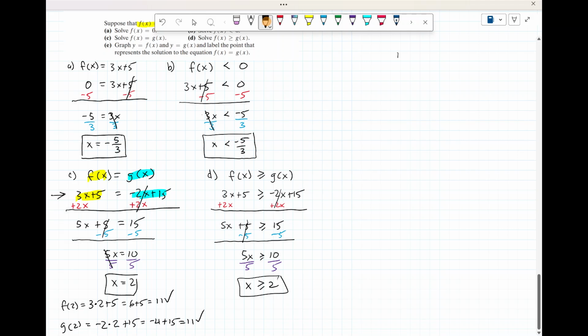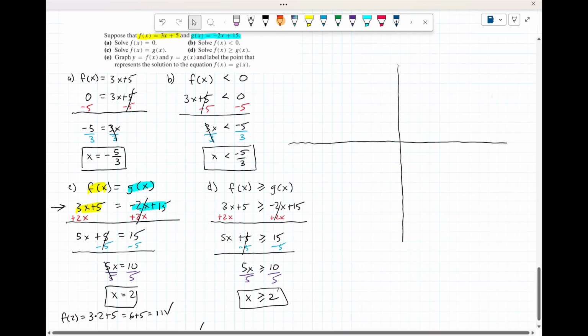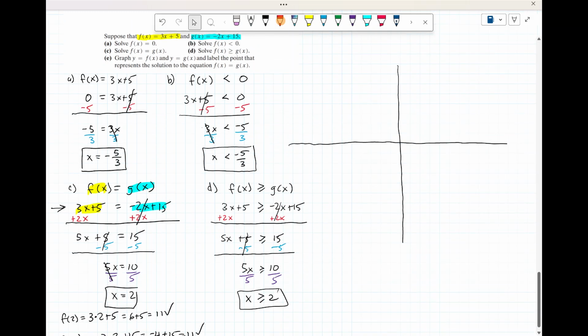I'm going to do it off to the side here. First function is f of x equals 3x plus 5. So my y-intercept is positive 5. 1, 2, 3, 4, 5. I'm going to put a dot. And my slope is positive 3.